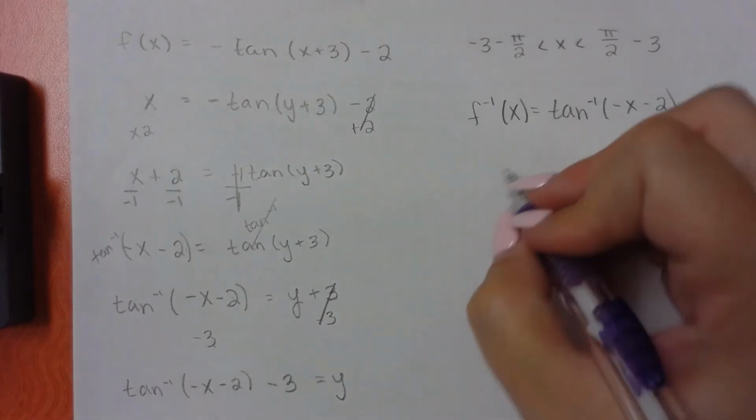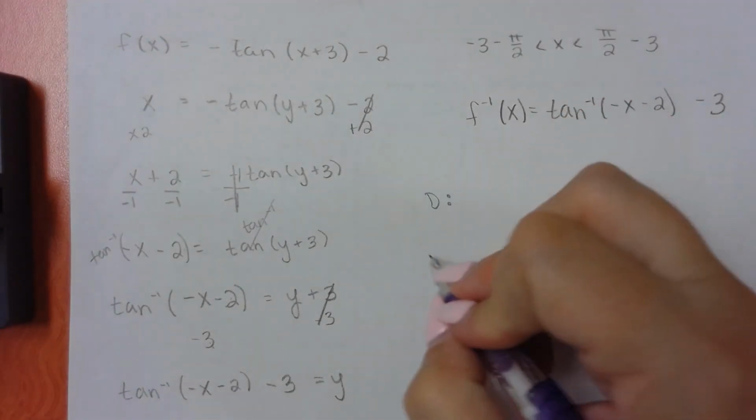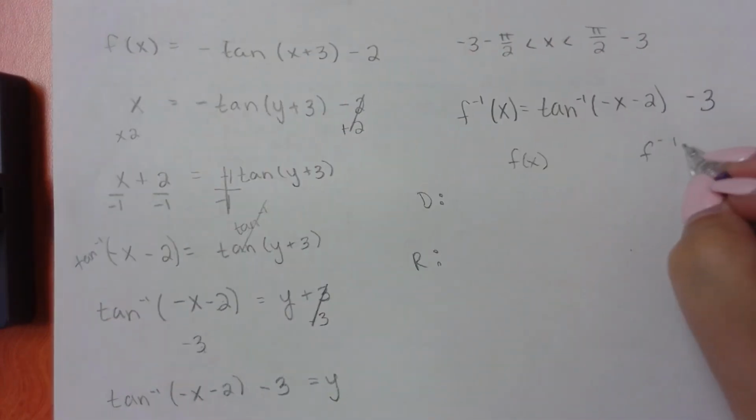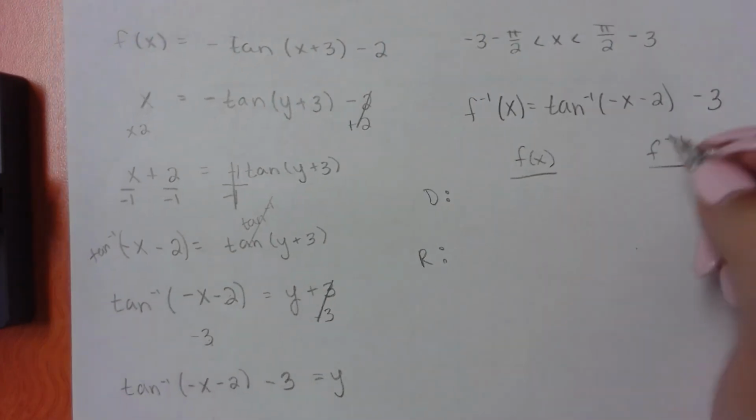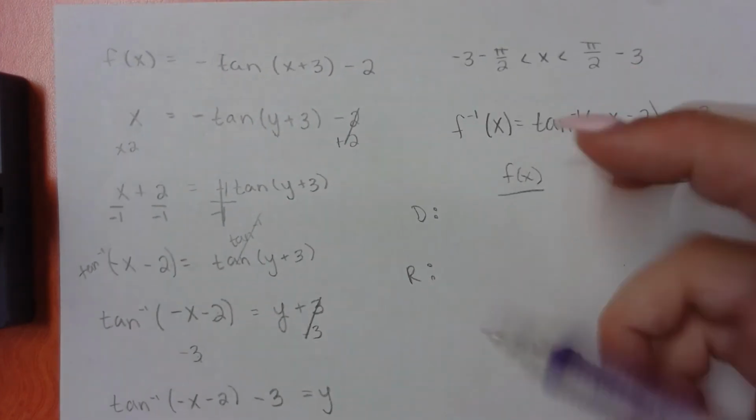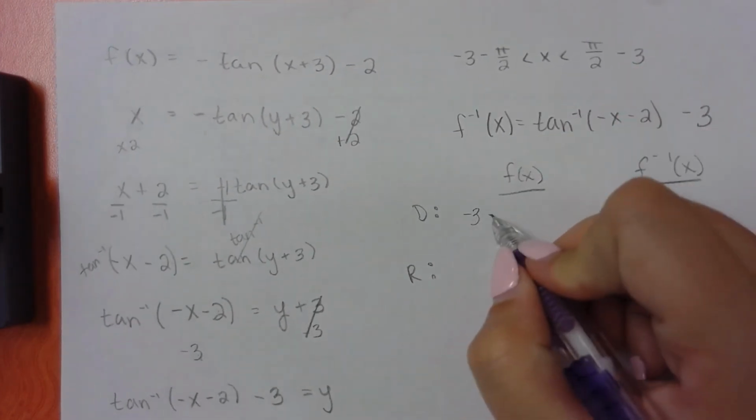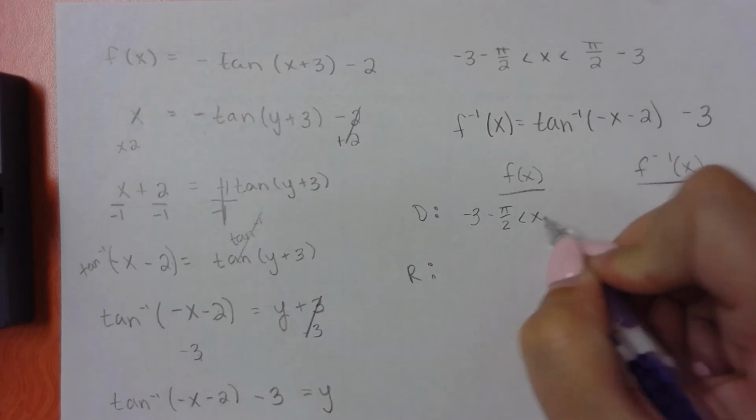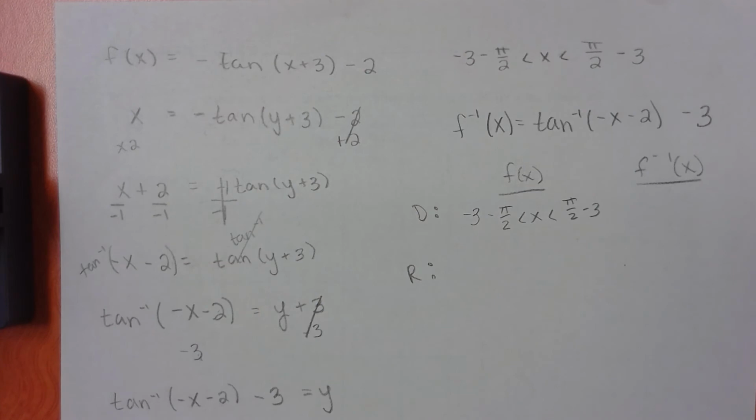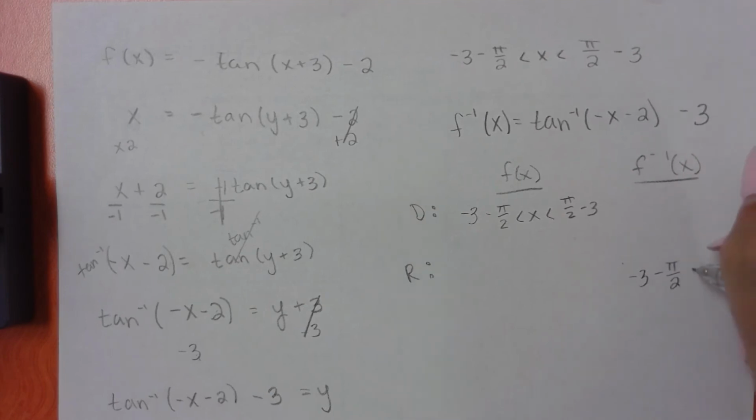Now we are going to write the domain and range here. So we want to know our domain and our range for both f of x and for f inverse of x. All right, so we've got a little chart here. So for f of x, the domain was right here. So we could rewrite that in our domain. Negative 3 minus pi over 2 is less than x is less than pi over 2 minus 3. Now remember, the domain of f of x is the range of f inverse. So I'm going to rewrite that down here as the range. But because it's the range, I need to change it to y.